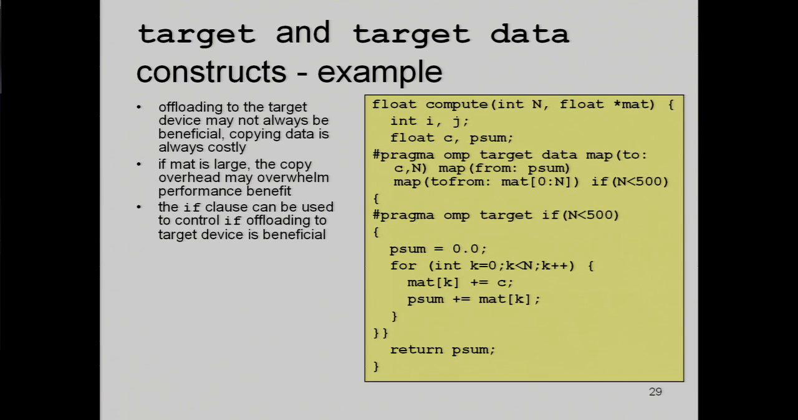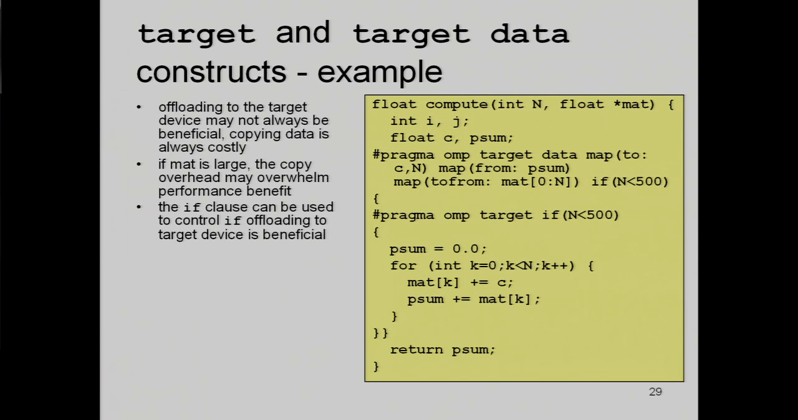So I mentioned there's an if clause, so that you can always provide a condition. For a certain condition, I don't want to offload to the target device, and for a certain condition, I want to do it. So there's an if clause to provide that. The condition may be that the problem is too big.